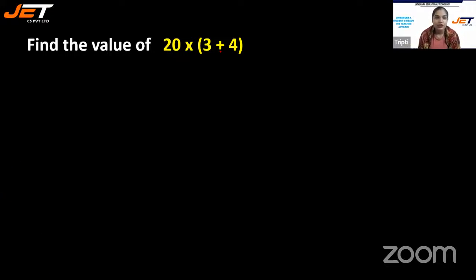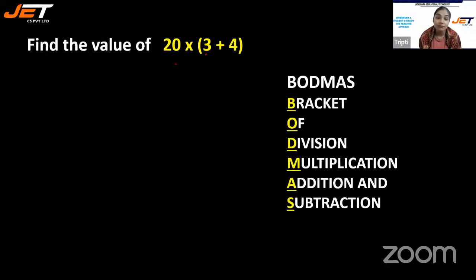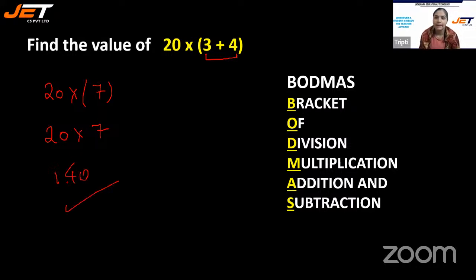It is actually. So here 20 times bracket 3 plus 4. I know that multiplication comes before addition. But dear children, addition is there in the bracket. So the first thing in BODMAS is we have to solve the bracket. So here we need to solve the bracket first. So 20 times 3 plus 4, 7. It's in the bracket, so I can even remove the bracket. 20 times 7 is 140. This is the answer. I hope this is clear to you all. So first thing in BODMAS is solve the bracket.